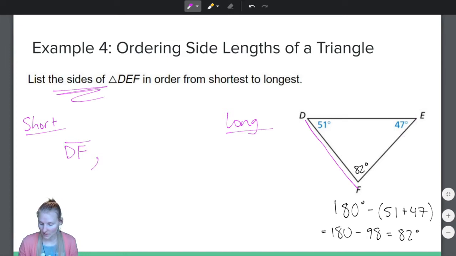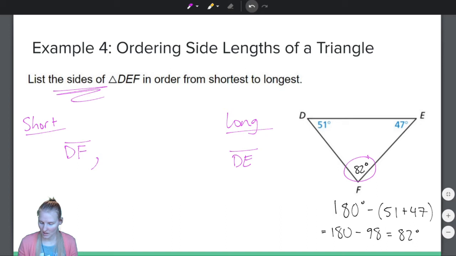Now, let's figure out what the longest side is. The longest side is the side opposite the biggest angle. The biggest angle is 82 degrees, because that is the biggest number. And the side opposite 82 degrees, or opposite of angle F, is side DE.